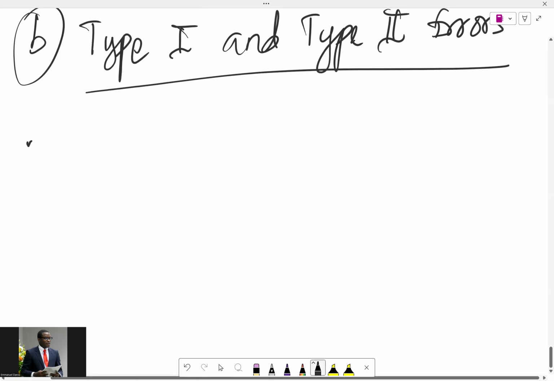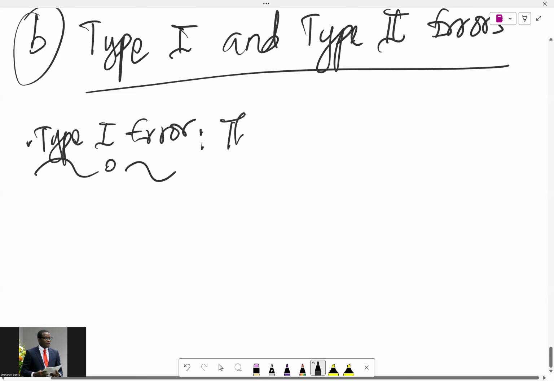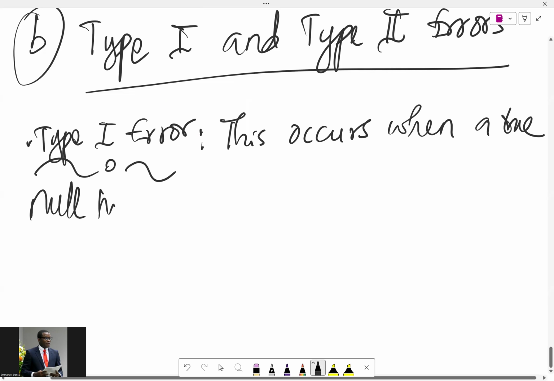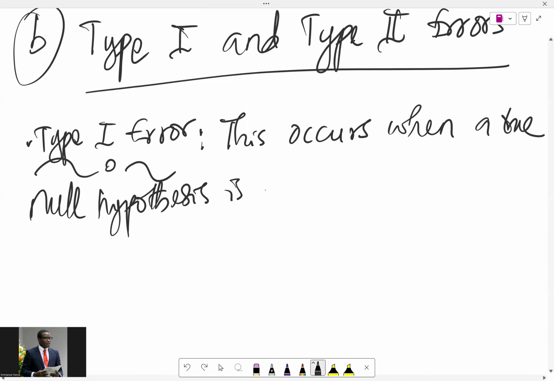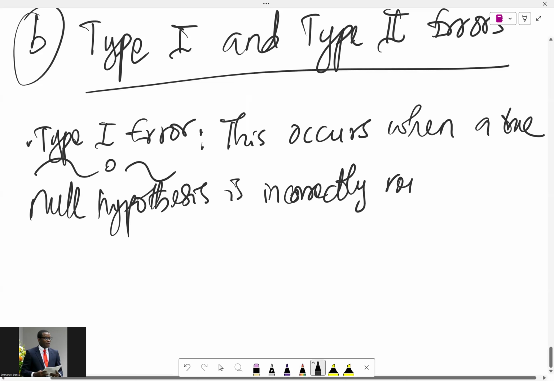So starting with type 1 error. Type 1 error occurs when a true null hypothesis is incorrectly rejected.